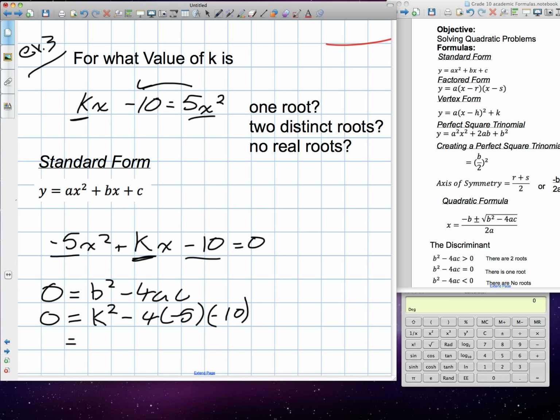Right now we're going to work on k. Why is it k squared? Because we replaced the b with k. We replaced this b with the k term. Negative 4 times negative 5 is positive 20. Positive 20 times negative 10 is negative 200.